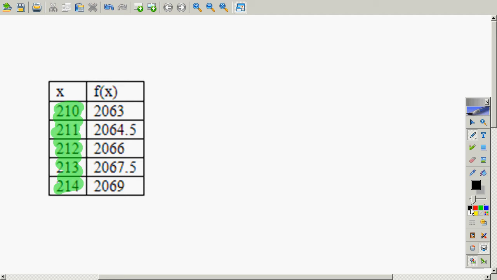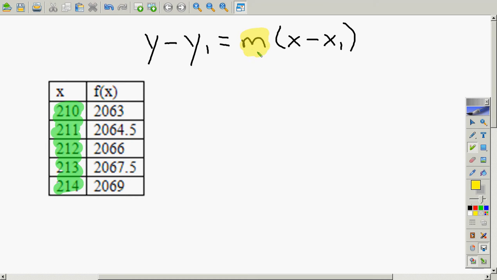Point-slope form, on the top of your paper it says, is this form: y minus y1 equals m times x minus x1. Now you may not know what all of those letters mean right now, but it's really not that difficult. First of all, we have one that we should know, the m. The m is the slope. The slope is the rate of change.